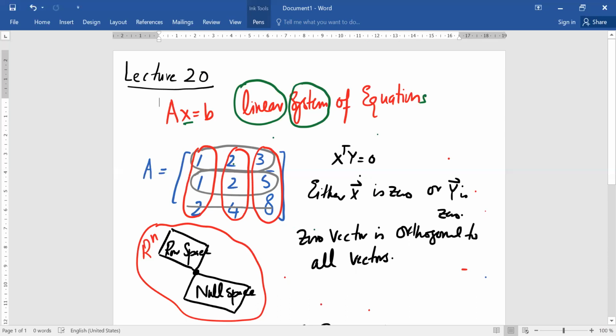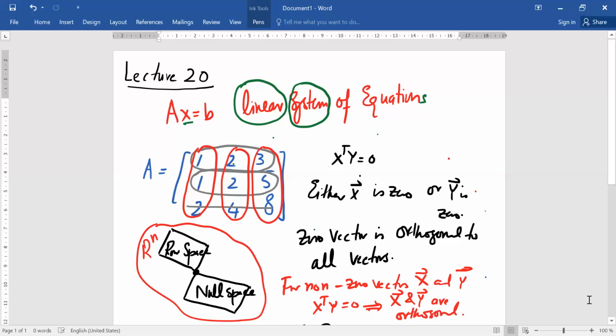So for non-zero vectors X and Y, let's say these both are non-zero, then X transpose Y equal to 0 implies that X and Y are orthogonal.